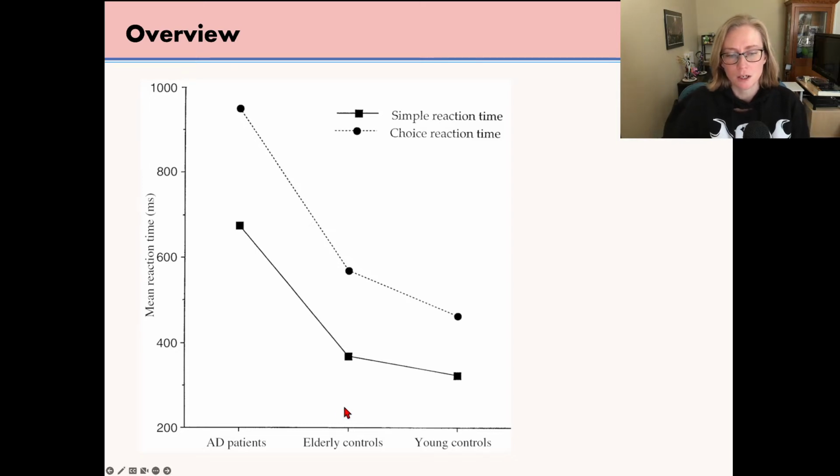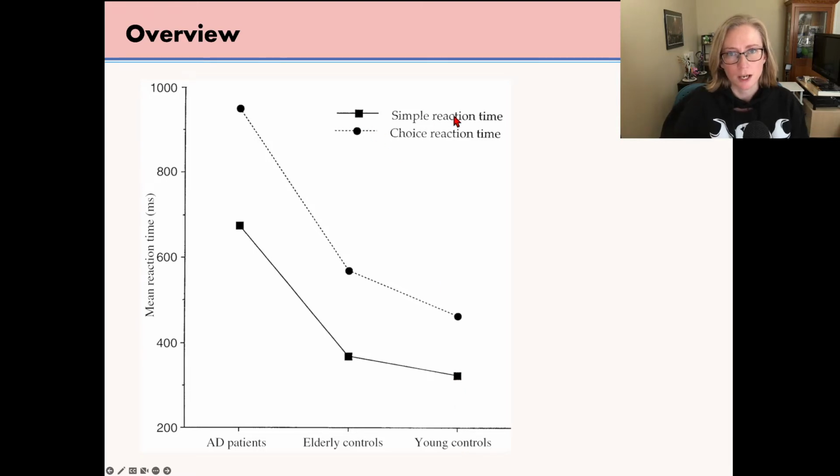What we're looking at here is their attentional control and how fast they can give a response. So on our y-axis is mean reaction time in milliseconds. And generally, the fastest that people can make a response is about 300 milliseconds. It's really hard to be faster than 300 milliseconds when you're doing like a little mouse button click. So we can see here young controls for the squares.